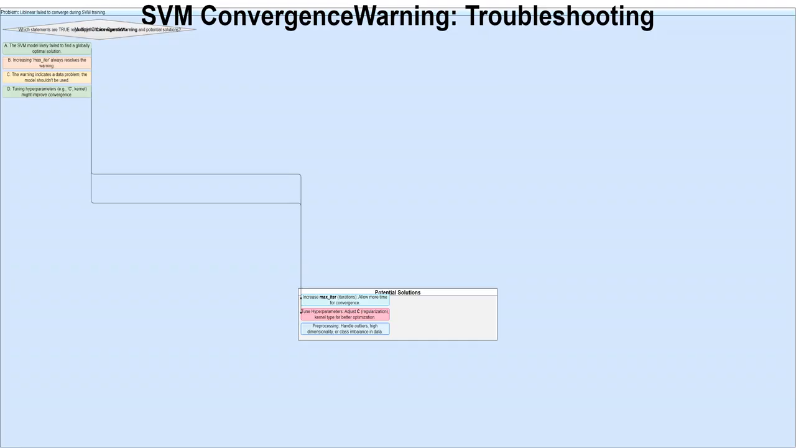Let's dive into troubleshooting the convergence warning you get when training support vector machines, SVMs, using the popular scikit-learn library in Python. This warning, specifically when using the liblinear solver, tells us that the SVM's optimization process didn't quite reach its goal within the allowed number of steps. Think of it like this. Imagine you're trying to find the lowest point in a valley. The algorithm is taking steps downhill, but it ran out of time before reaching the very bottom. We need to figure out why it stopped short and what we can do about it.